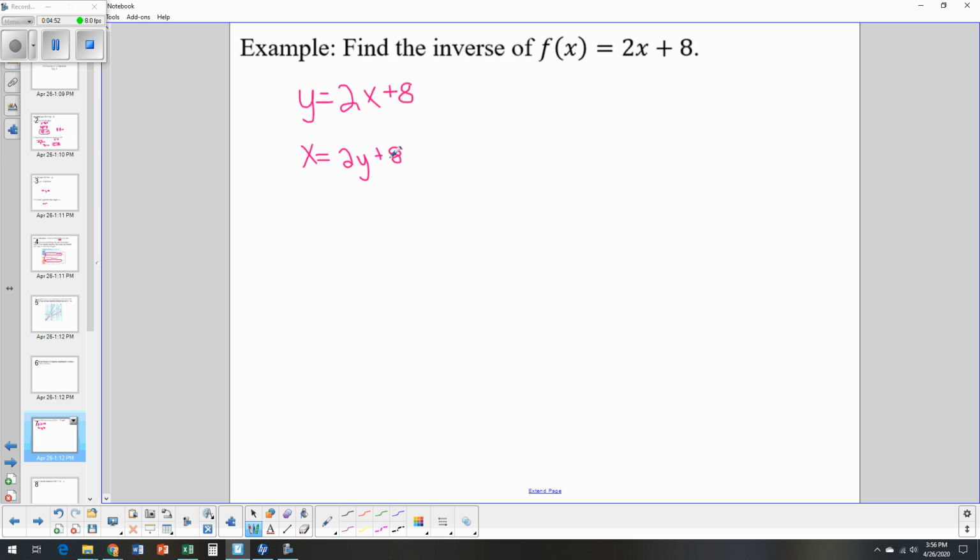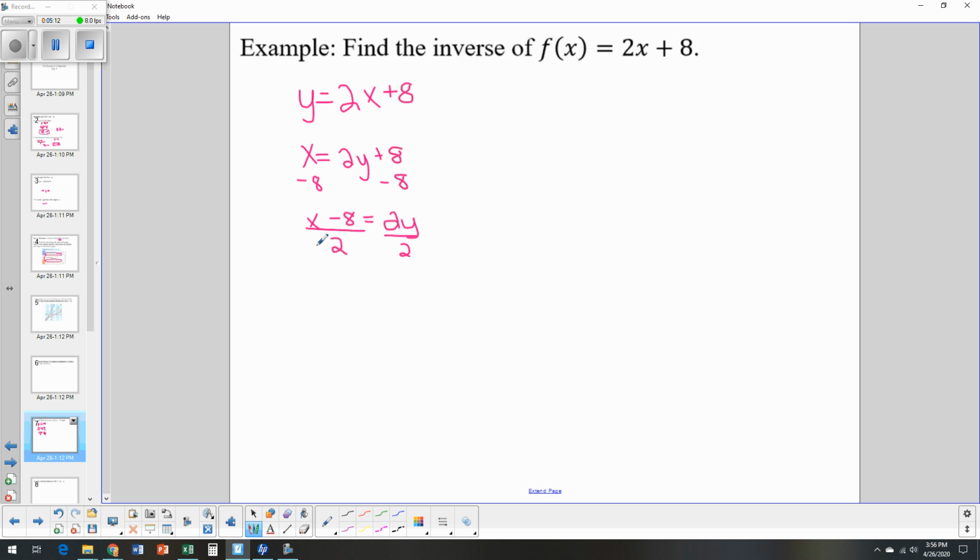So I'm going to get rid of this plus 8 first. I'm going to minus 8 from both sides. So now x minus 8 equals 2y. I know I want to get y alone, so I'm going to divide by 2. I'm going to divide this whole side by 2.